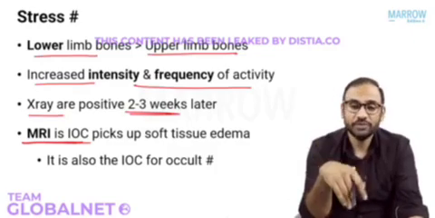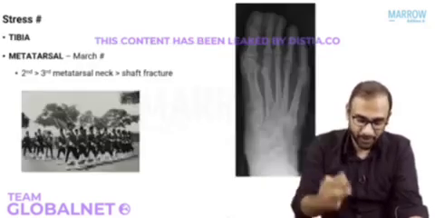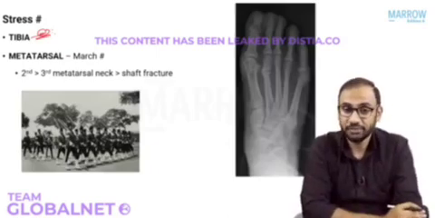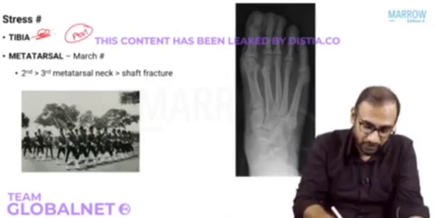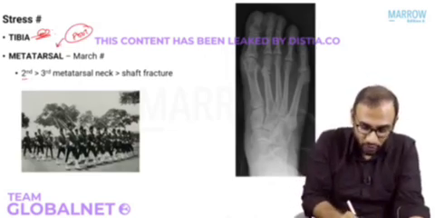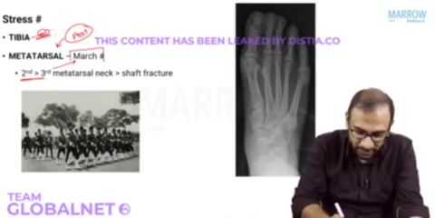Okay, so in the lower limb or in the whole body, which is the most commonly affected bone by stress fracture? Tibia. Okay, tibia is the most commonly affected bone by stress fracture. But if they specifically ask you in the foot, it is metatarsals. Which metatarsals? Second more than third metatarsal. And this is known as March fracture.